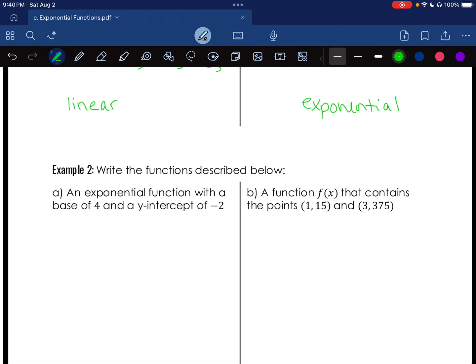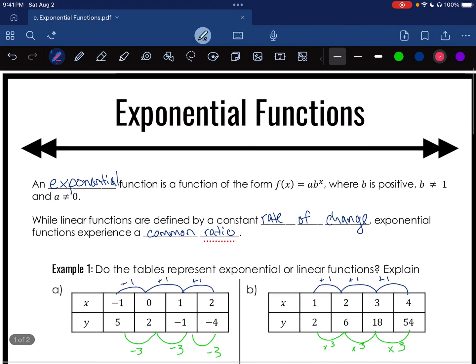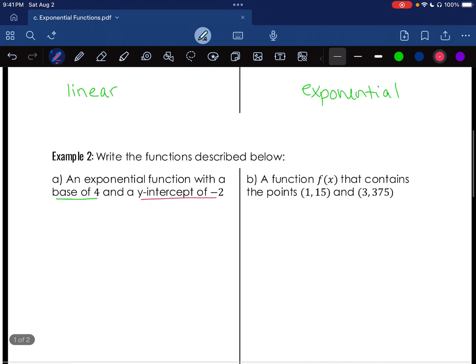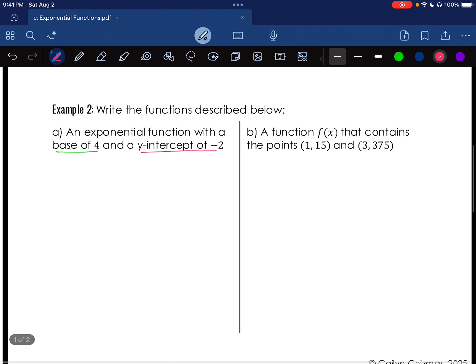All right, so let's go ahead and write some functions here. So it's going to be exponential, and it's going to have a base of 4 and a y-intercept of negative 2. So we have to talk about what this y-intercept means for exponential functions. You'll recall a y-intercept is the y-coordinate where the graph crosses the y-axis.